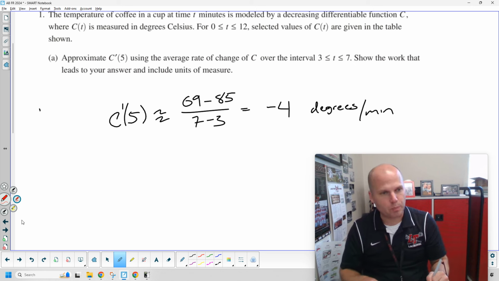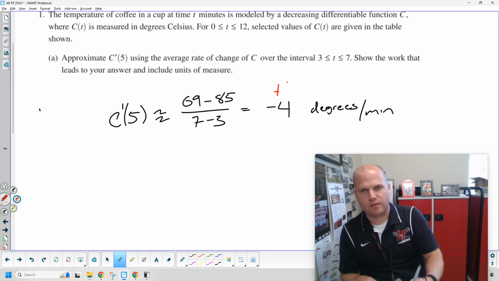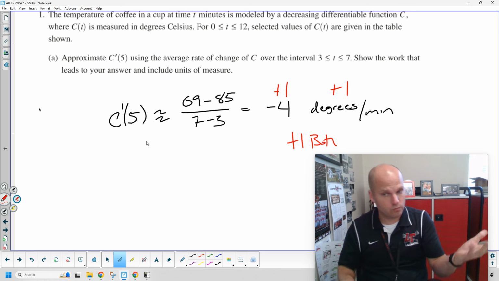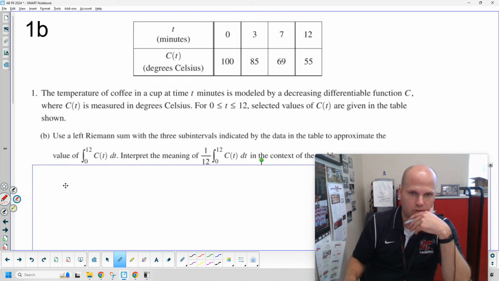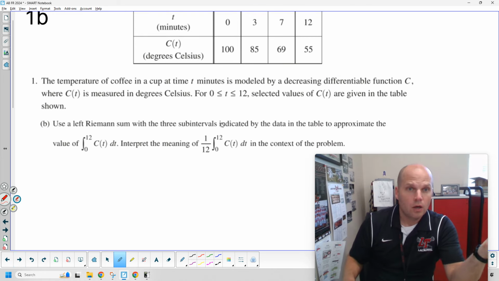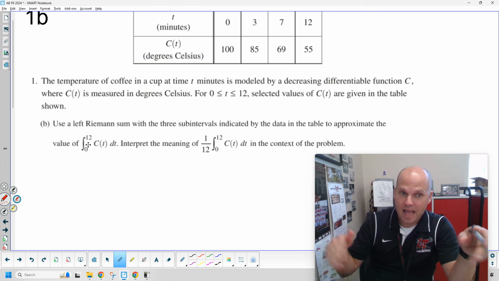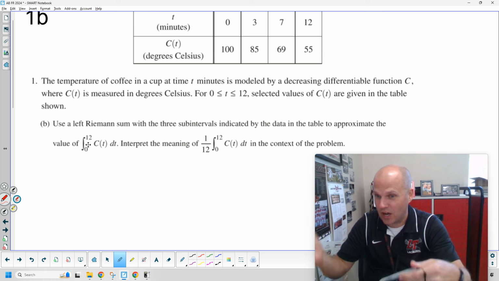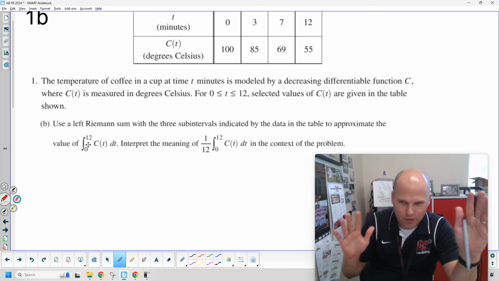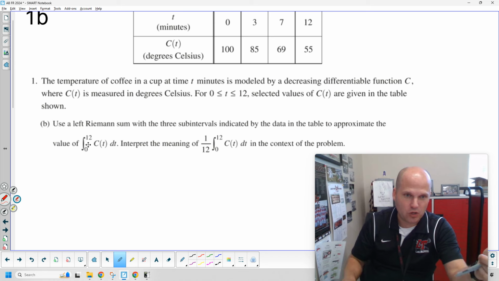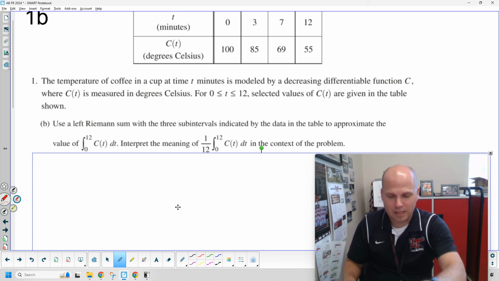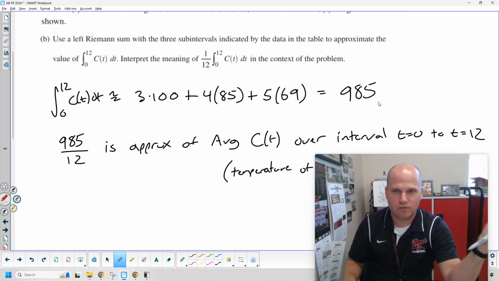I bet you this is worth 1 or 2 points. You either could have gotten 1 for the value and 1 for the units, or just 1 for both. We'll see when they come out with the tests. The next thing, we have a left Riemann sum approximation, where they're saying to calculate it, and then interpret the meaning of this other thing. I'm wondering if they're going to be okay if you go straight to the second thing. But the Riemann sum we should have gotten should have just been 985.